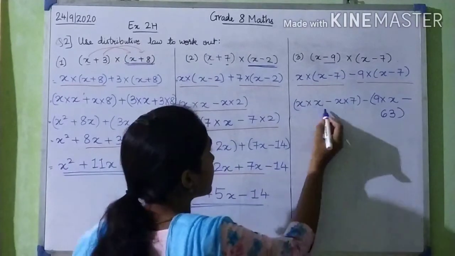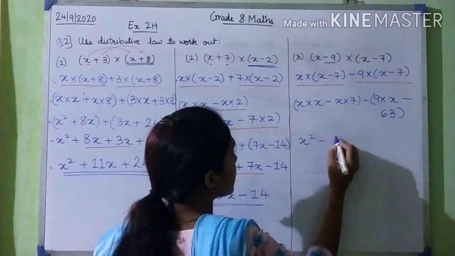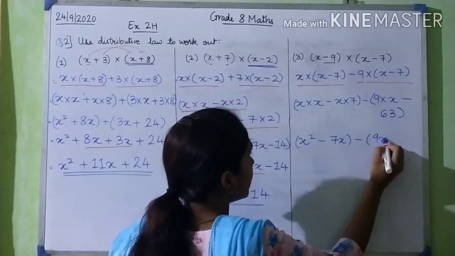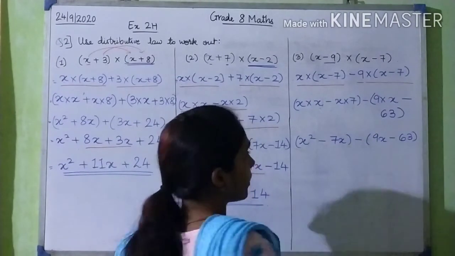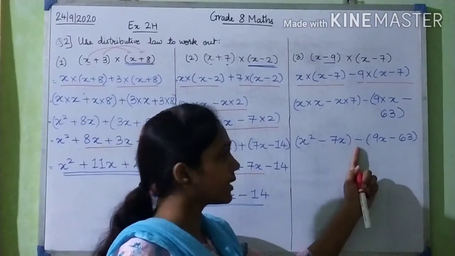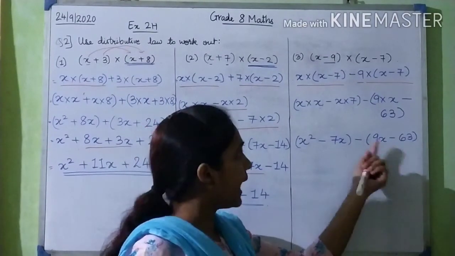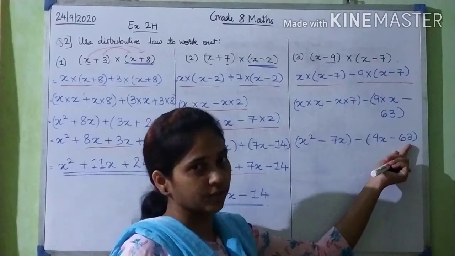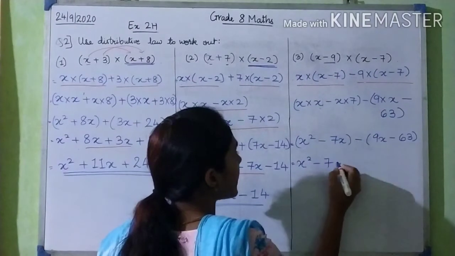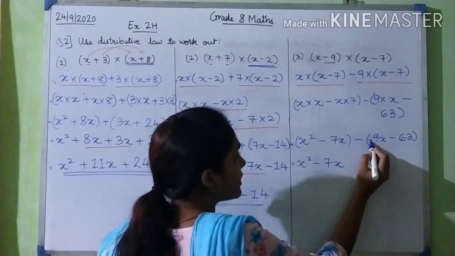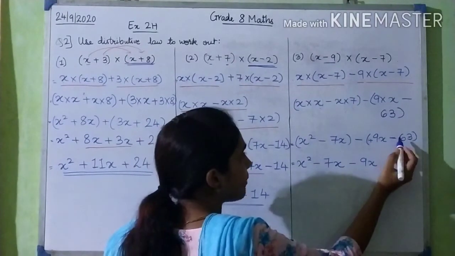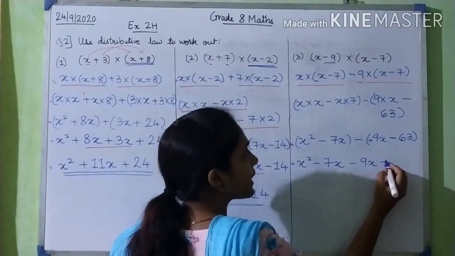Now x into x is x square minus x into 7 is 7x minus 9 into x is 9x minus 63. Okay. Now you see that there is a minus sign outside, so it will get multiplied with each term inside and the signs of each term will change. Okay. So here this is x square minus 7x. This is minus and this 9 is plus. So minus into plus will become minus 9x and this is again minus and this is also minus. So minus into minus will become plus.